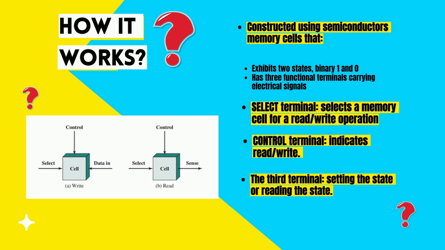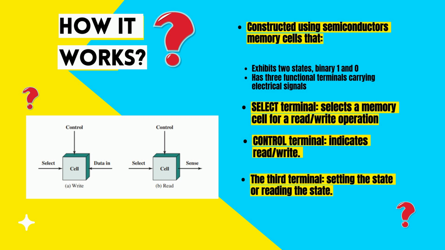Secondly, the cells also have a control terminal. The control terminal indicates the operation to take place on the selected cell, which can either be a read or write operation. Lastly, the third terminal effects or carries out the actual operation indicated by the control terminal.